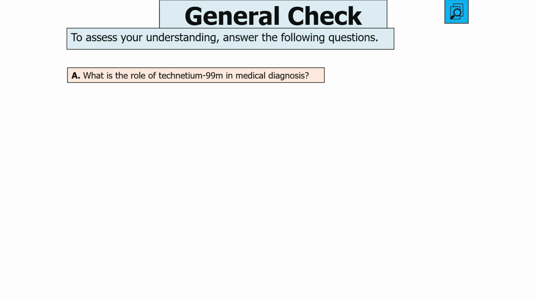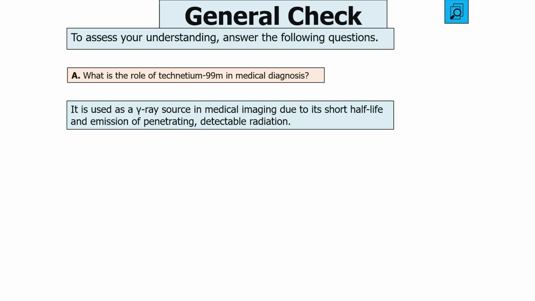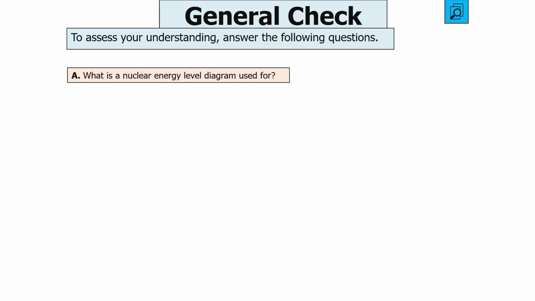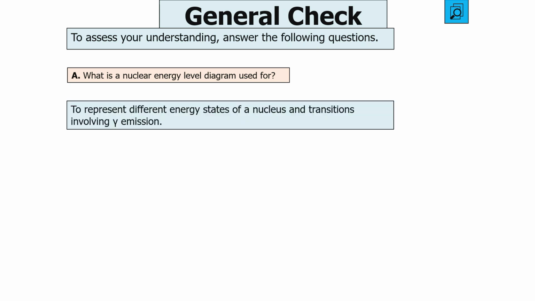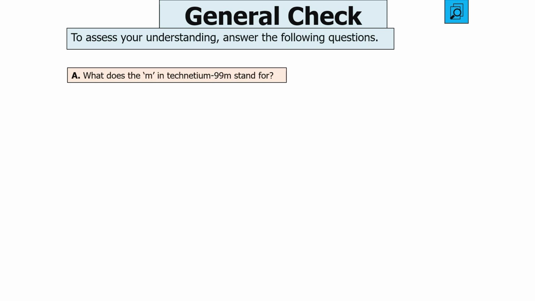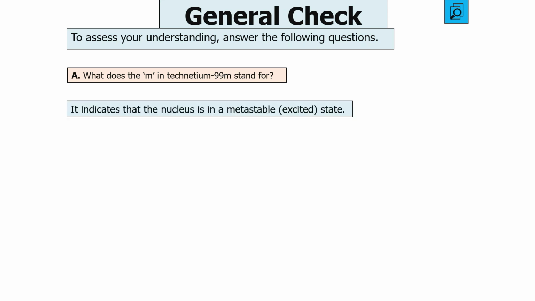What is the role of technetium-99m in medical diagnosis? It is used as a gamma ray source in medical imaging due to its short half-life and emission of penetrating detectable radiation. What is a nuclear energy level diagram used for? It's there to represent the different energy states of a nucleus and transitions involving gamma emissions. What does the m stand for in technetium-99m? It indicates that the nucleus is in a metastable or excited state.